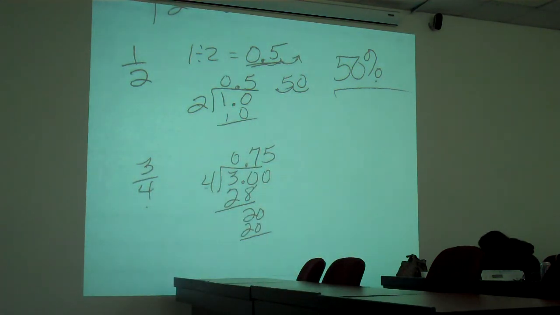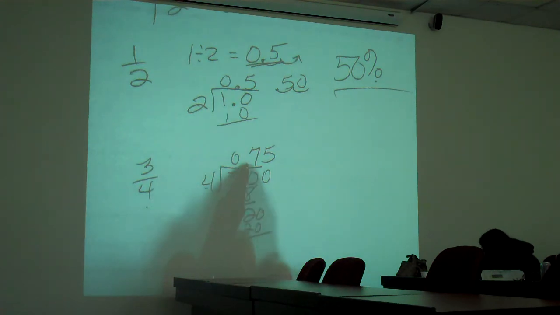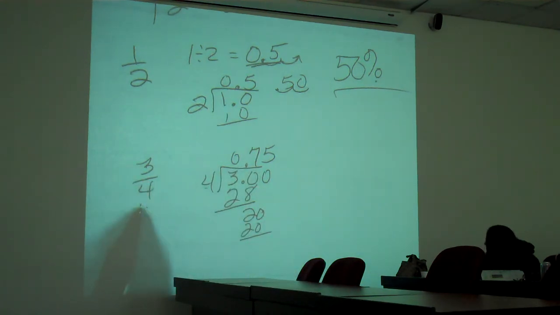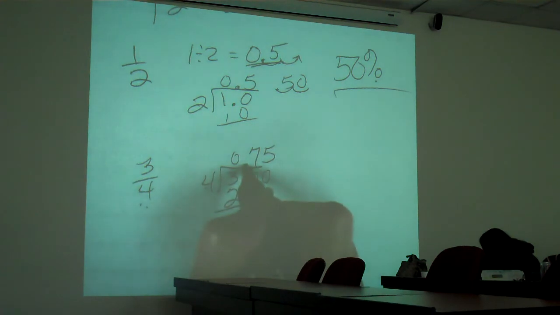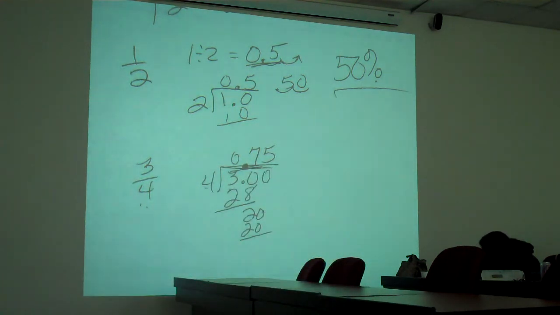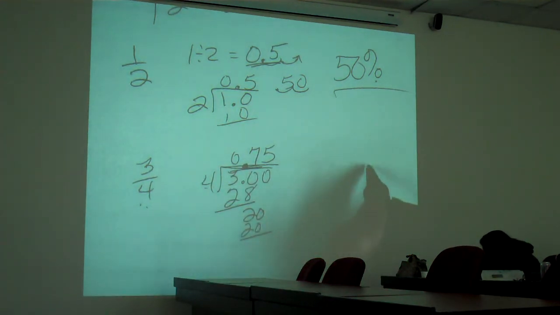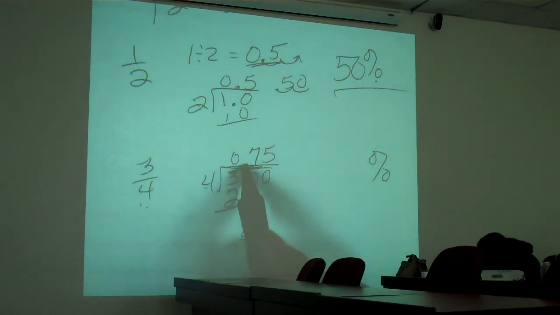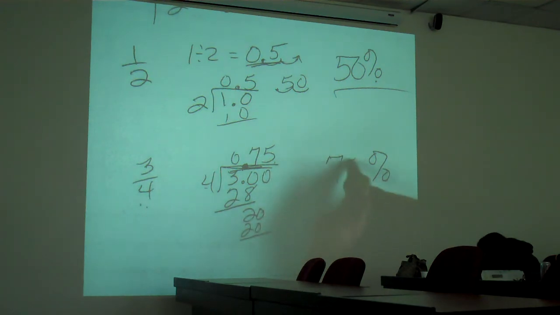3/4 is like 75 cents. Some people call 3/4 a quarter-and-a-half-dollar. That's why. 3/4, 75 cents. Okay, so what percentage is that? 75%. Yeah, 75%. Move it 2 times, you have 75%.